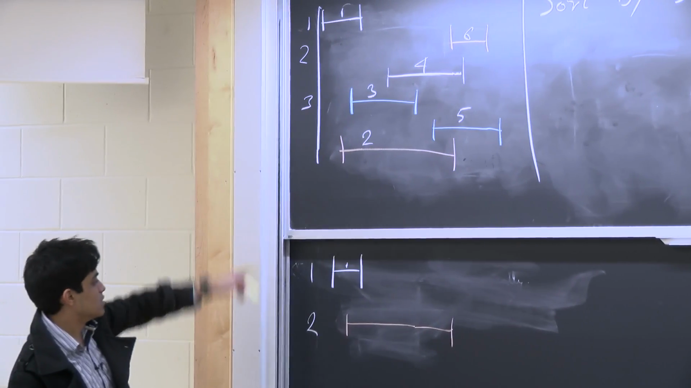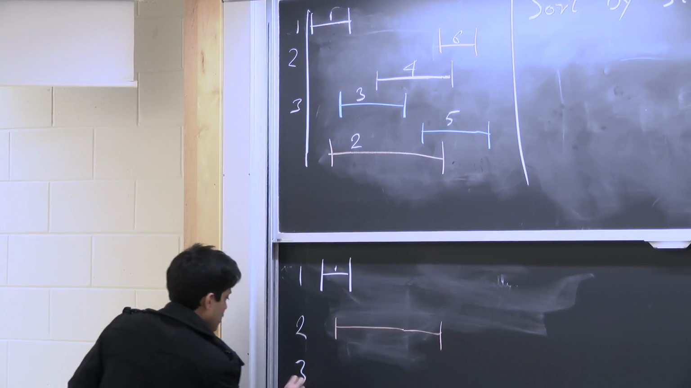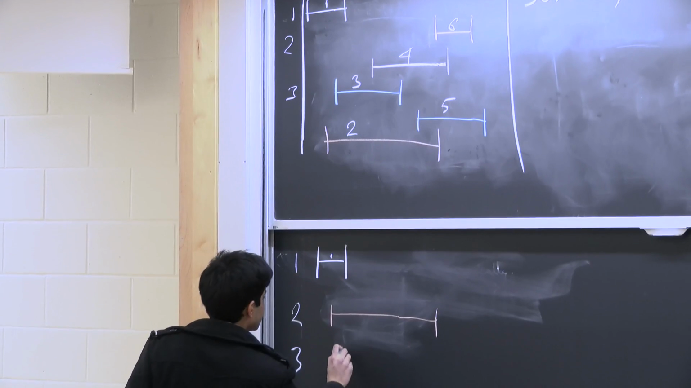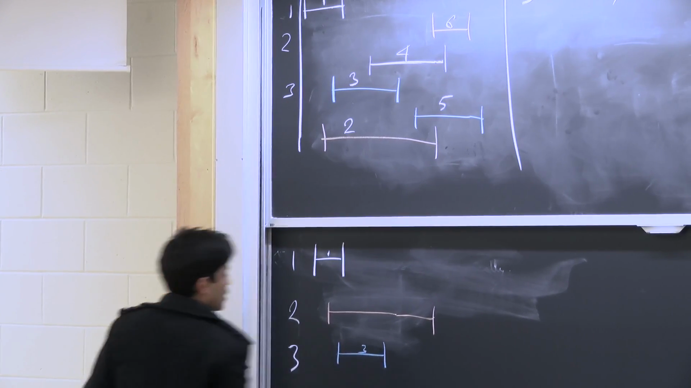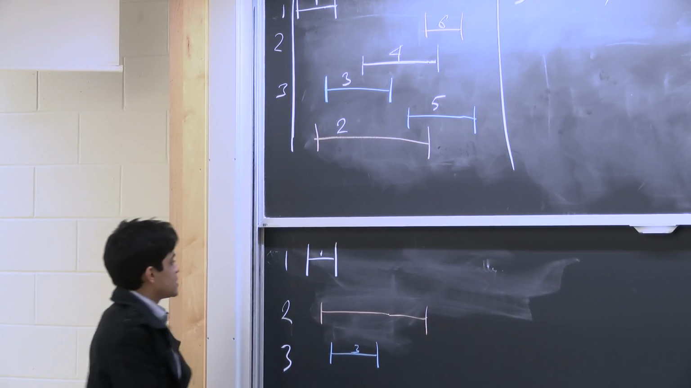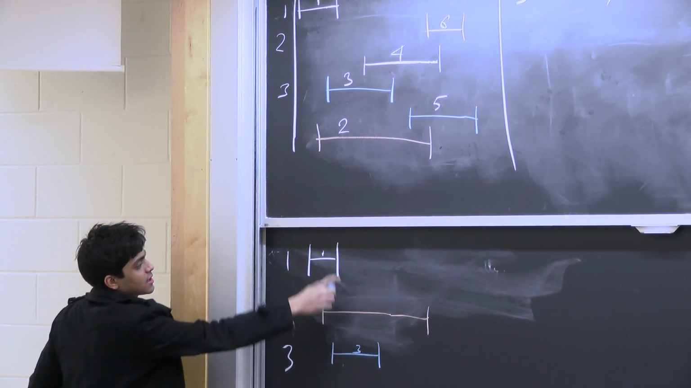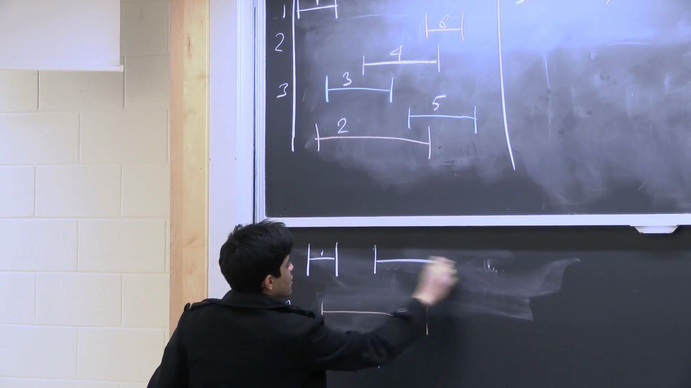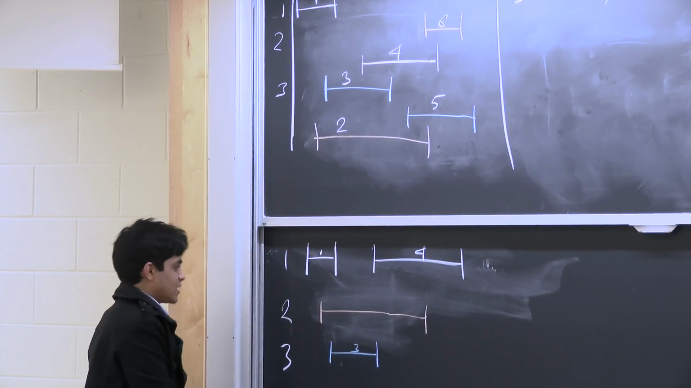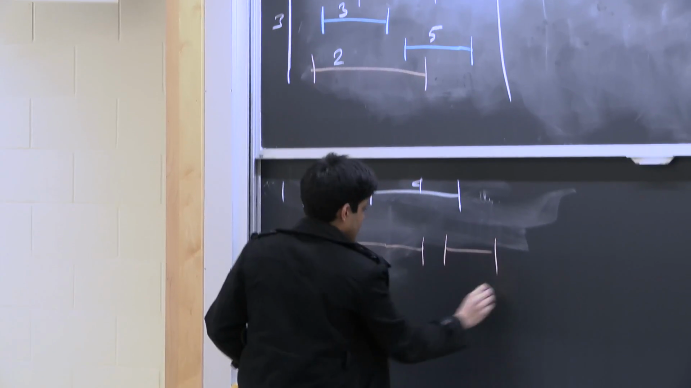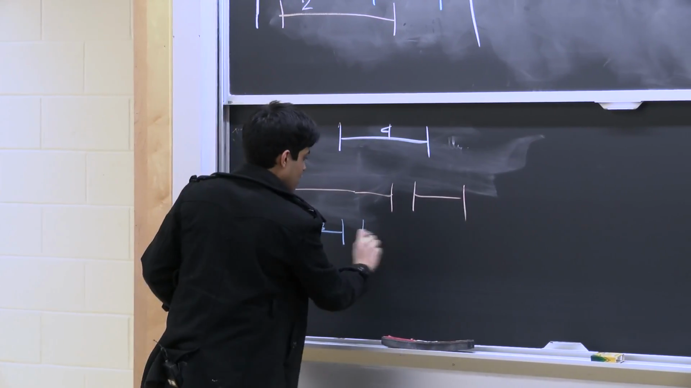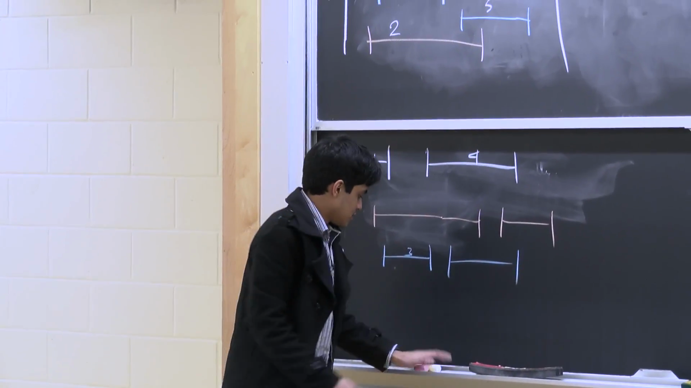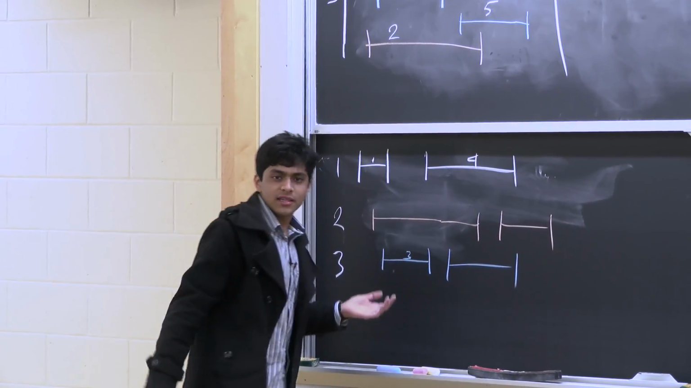Then you go to 3. 3 clashes with both 1 and 2, so you have to create a new clone again, clone 3. Then you go to 4. Now 4 clashes with 2 and 3, but it is fine with 1, so you just put 4 over here. If you continue like this, you'll essentially get this and this. Make sense? So that's how you schedule it. Does the algorithm make sense?